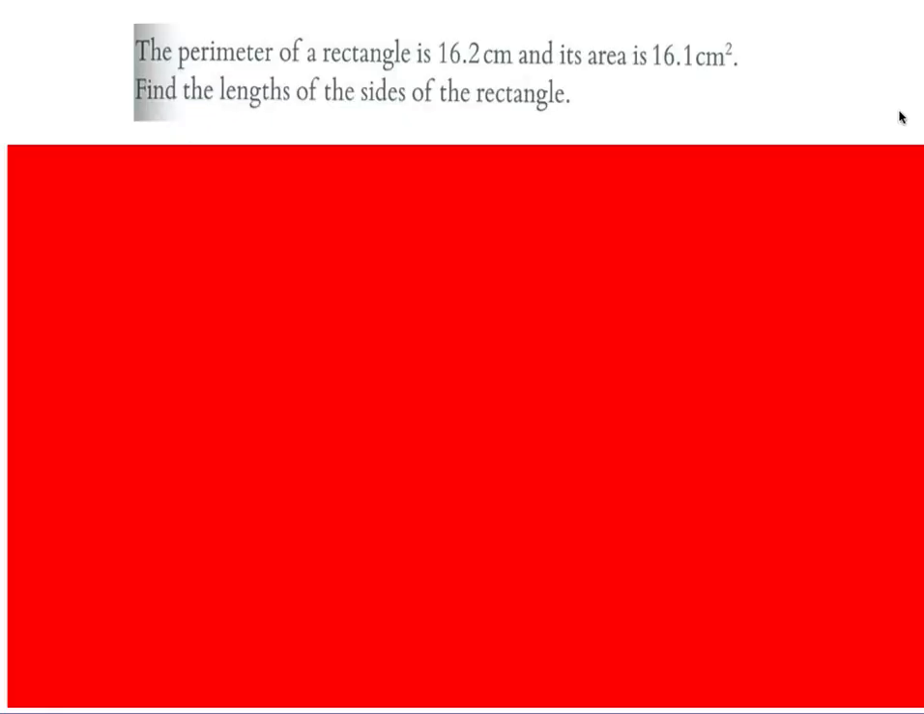Okay, and then the last one. This is probably the most difficult one. This would definitely be an A-star question. The perimeter of a rectangle is 16.2, area is 16.1. Find the lengths of the sides of the rectangle. This is probably about the limits of what they could ask you.